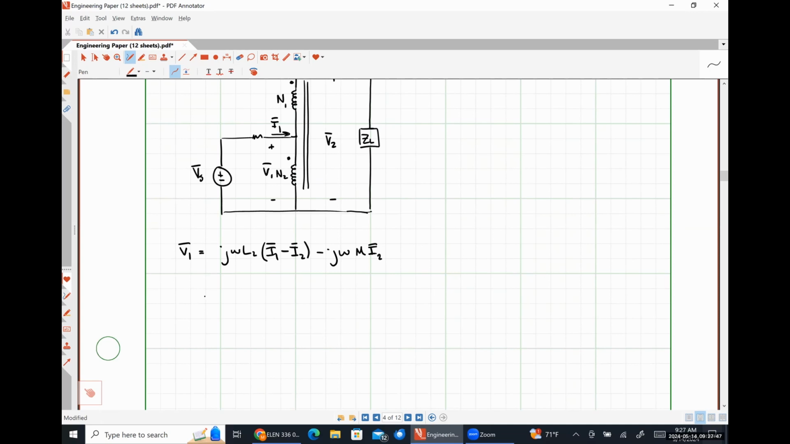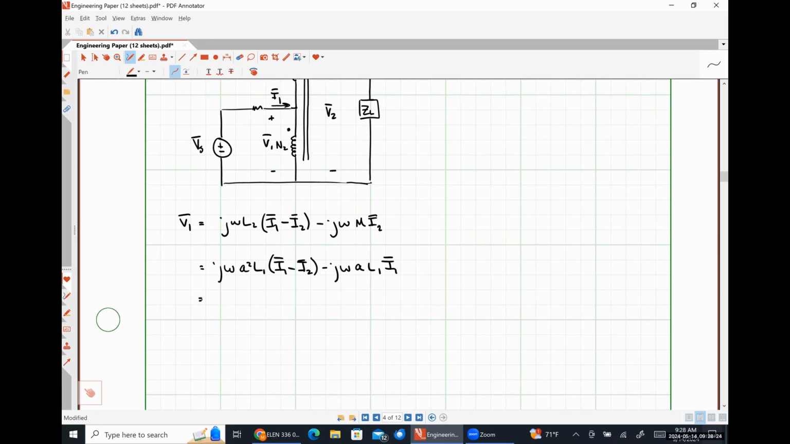So we know that L2 is nothing more than A squared times L1 from our previous relationships. So we would have j omega A squared L1 times (I1 minus I2). We know that M is A times L1. So that'd be minus j omega A L1 I1. And we wind up getting, sorry, you're right, I2, my apologies.